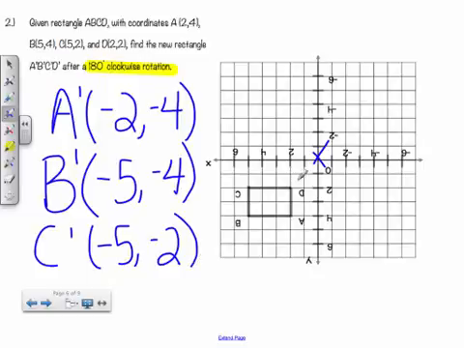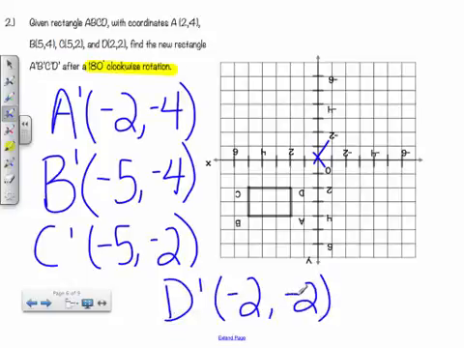And then to go to D prime, I would go to the left 2, down 2. So this D prime right here would be negative 2, negative 2. And I figured out what my new coordinates are. Notice I did not do any graphing at all while my paper was turned.